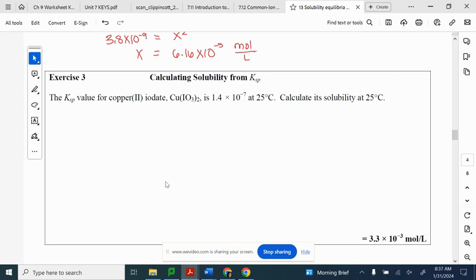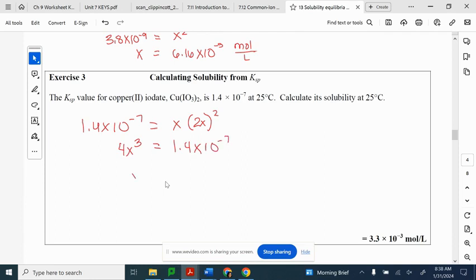So the next one, we have the KSP value for copper iodate. Okay, we've given that. So that's 1.4 times 10 to the minus 7. That's going to equal this guy I'm going to represent with what value? X times, what about this guy? 2x, and I got to square it. So that means then 4x cubed is going to equal this value.